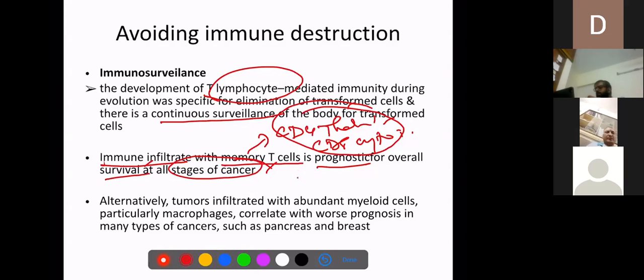For example, in a stage 3 cancer, if the median survival is 2 years, when you take a HPE, a true-cut biopsy or a main specimen, and there are a lot of memory T cells present, that means the overall survival will be better. If the T cells are very few, the overall survival will be less than 2 years. If the T cells are present, it will be more than 2 years. Just for understanding's sake, when there are memory T cells in the tumor mass, there is a possibility of better survival. Alternatively, if myeloid cells are present, it correlates with a worse prognosis in cancers like pancreas and blood cancer.